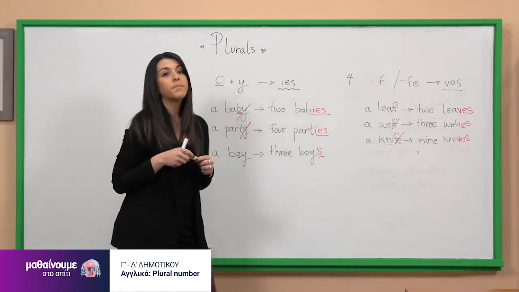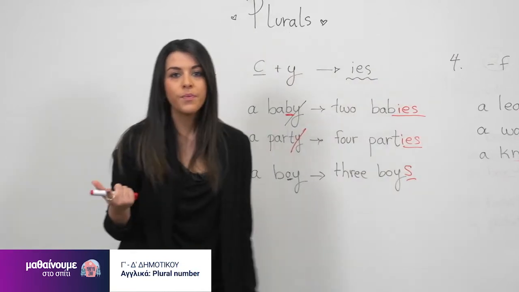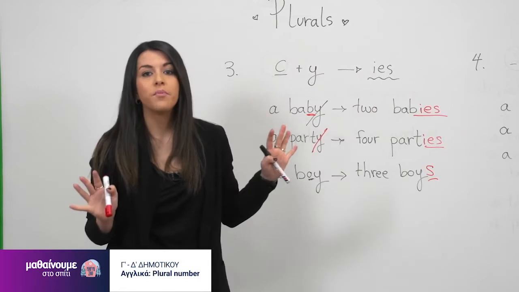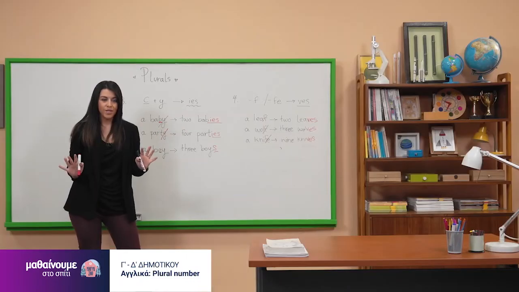So these are the 4 basic rules. Number 1, S. Number 2, ES. Number 3, IES. And number 4, VES. So these are the 4 basic ones.